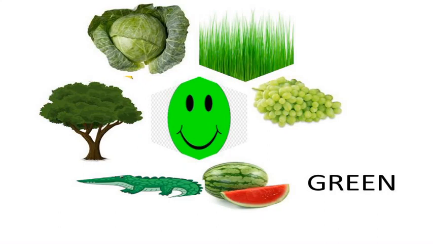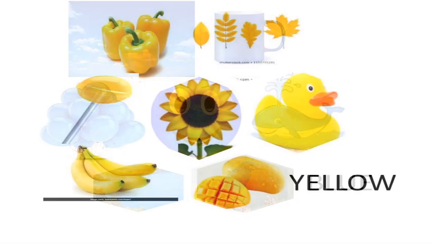Green. Green is always for birth, growth, vegetation. Yes, it is the green grass, green grapes, the watermelon, the alligator, the tree, the cabbage. And green emoji always is for happiness and love. Blue: blue sky, blue cup, blue whale, nightingale, ocean, balloon, and blue emoji is smiling and happiness.